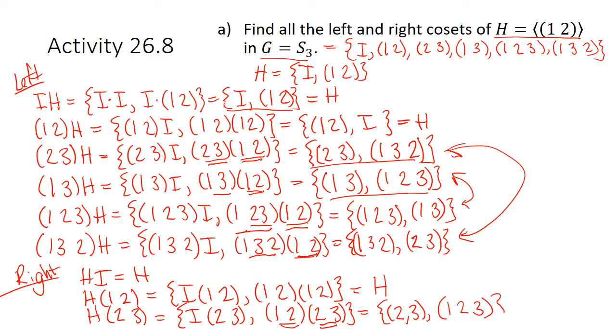Okay, so what's interesting here is we're already seeing that this is a different partition. We're not getting the same partition as on the left cosets, because we have (2 3) and (1 2 3), but up here we had (2 3) and (1 3 2). So that's actually a different partition. So that's interesting. I'll let you do the last 3 as your own exercise, because I've run out of room.